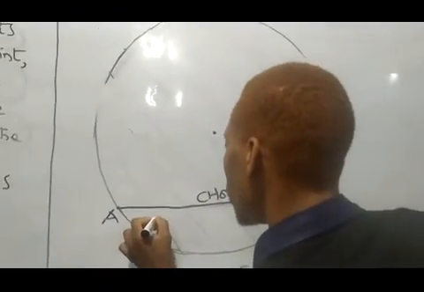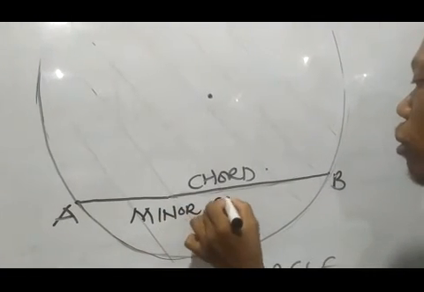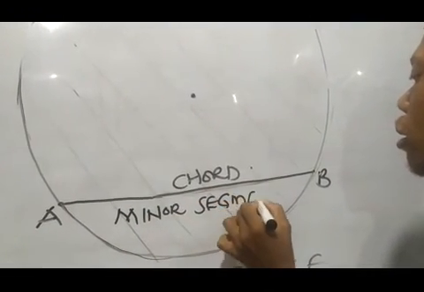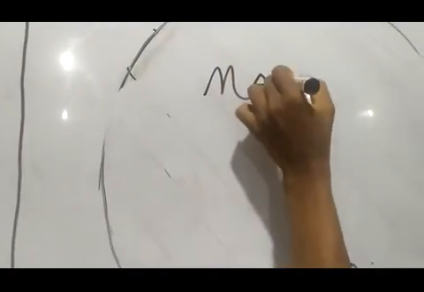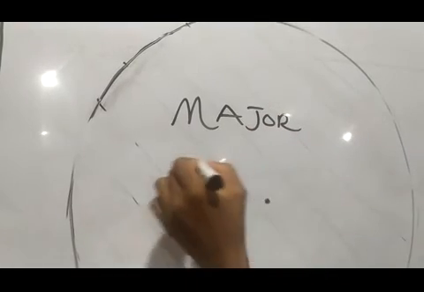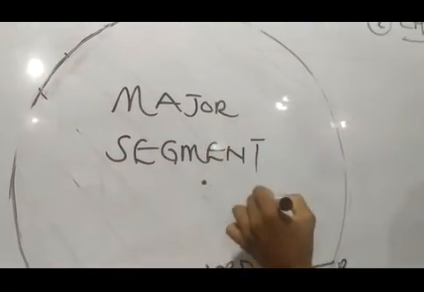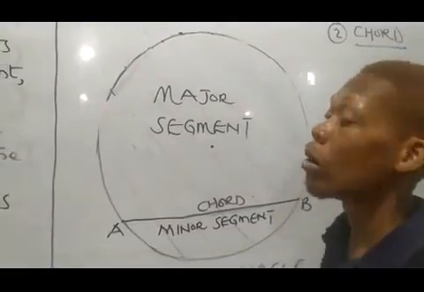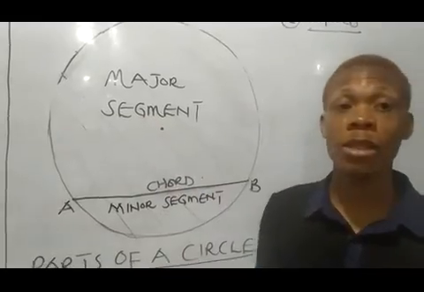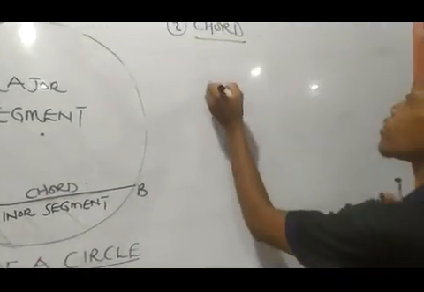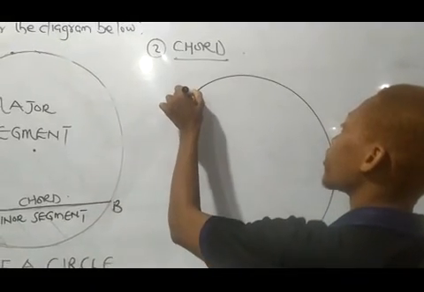So this is the minor segment, and this is called the major segment. Minor segment, major segment. Let me draw another circle here, just to buttress what I was saying earlier on.